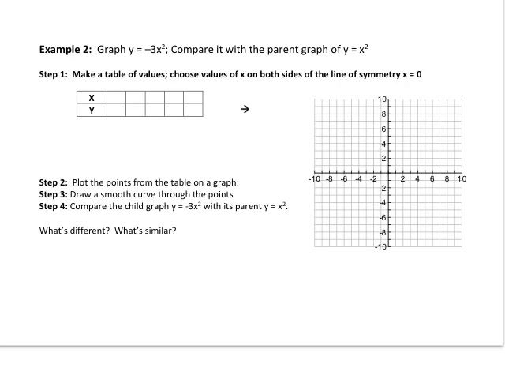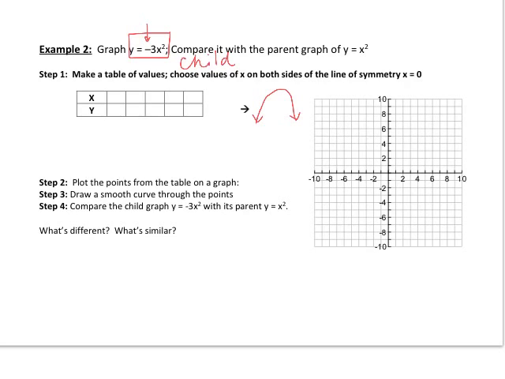Okay, so taking a look at example number 2, we're going to graph this function, which is another child function because it's not just x squared. So we have a negative this time. What do you suppose is going to happen because we have a negative coefficient? The negative coefficient is going to result in an upside down shaped U, and let's take a look at how that happens.